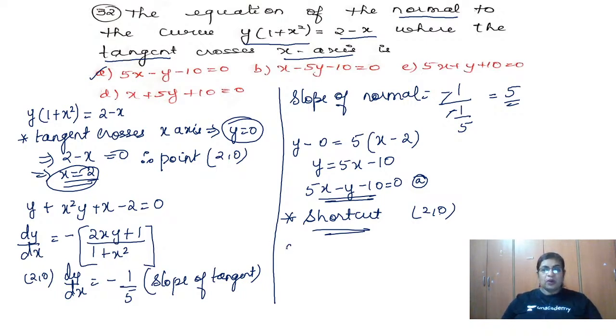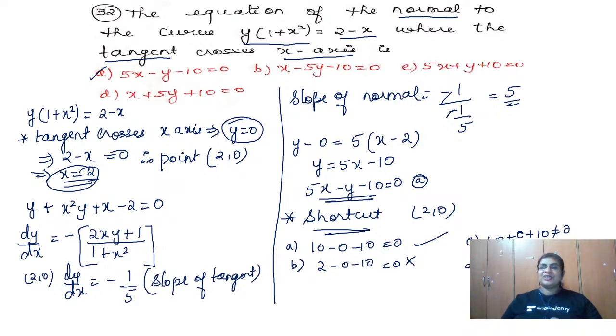So look at A now. A is 5x minus y minus 10. So 5 2s are 10 minus 0 minus 10. Are you getting 0? Yes, it is satisfied, and see, within 1 second I am getting the answer, isn't it? Yes. So look at B. B is now x is 2, so 2 minus 0 minus 10. This is not equal to 0. Not possible. What about C? C is 5 2s are 10 plus 0 plus 10. This is also not equal to 0. Not possible. D, it is 2 plus 0 plus 10. Again, it is not equal to 0.